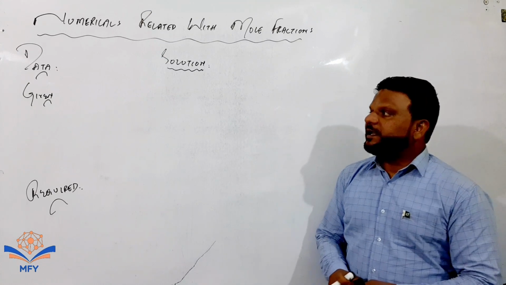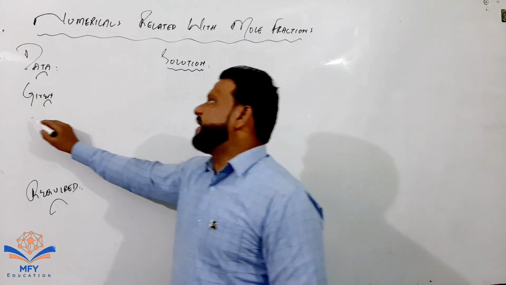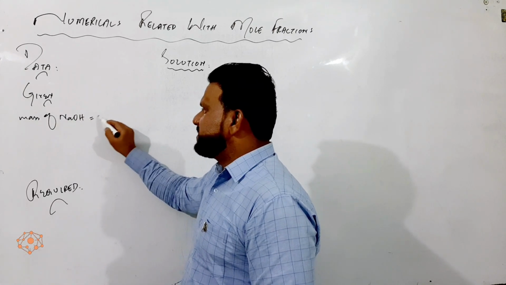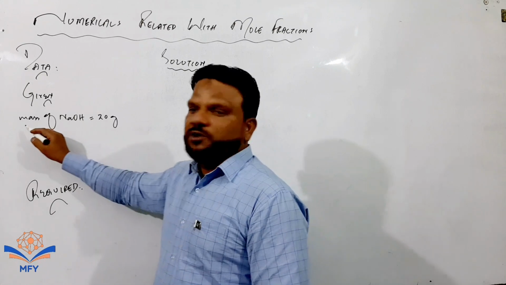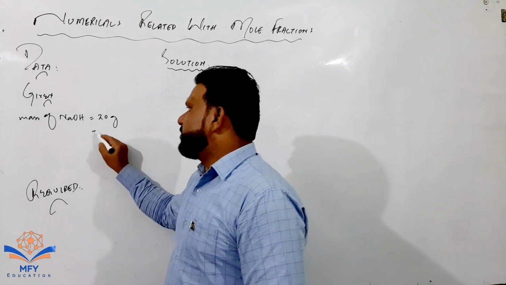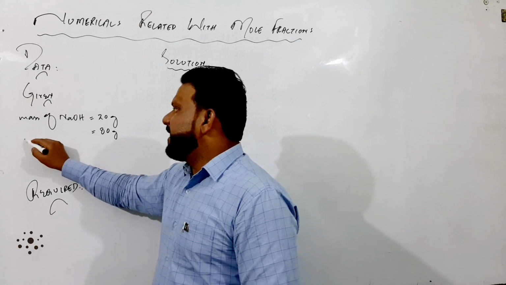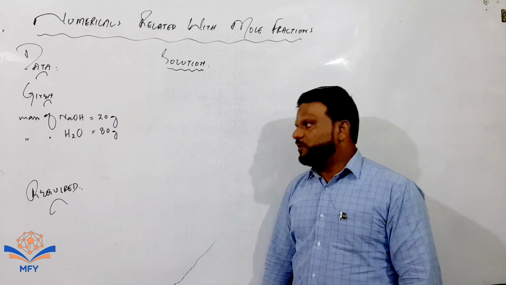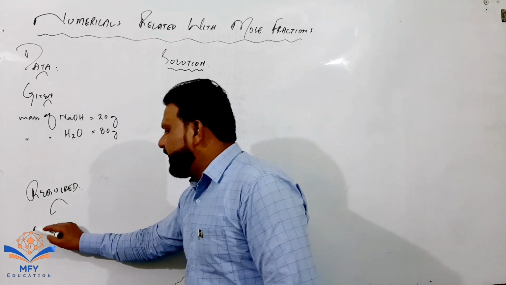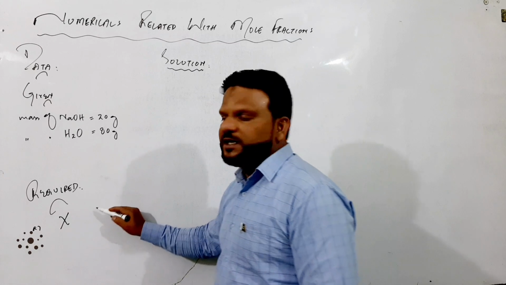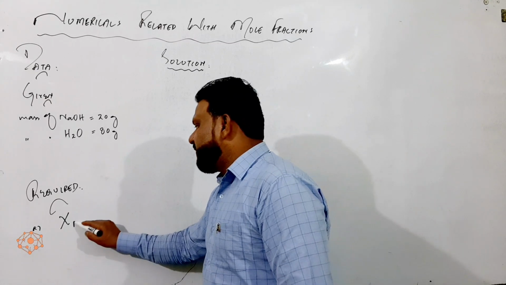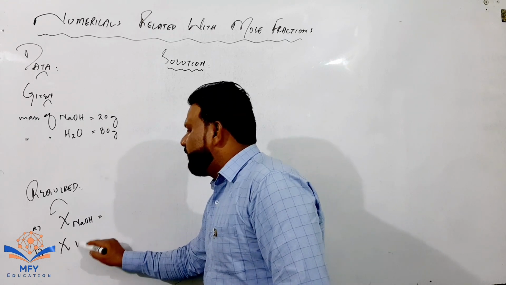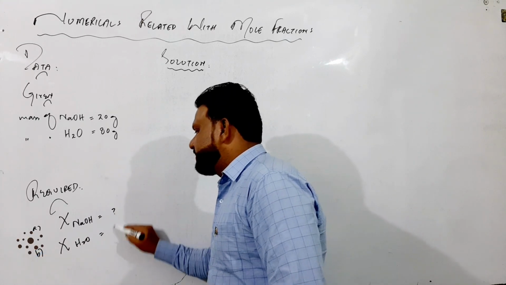According to the numerical, 20 grams of NaOH, it means that the given mass of sodium hydroxide, NaOH, is 20 grams. Dissolved in 80 grams of water, it means that the mass of water, that is the solvent, is 80 grams. Required: calculate the mole fraction. Mole fraction is denoted by X. Mole fraction of NaOH and mole fraction of water in the solution.